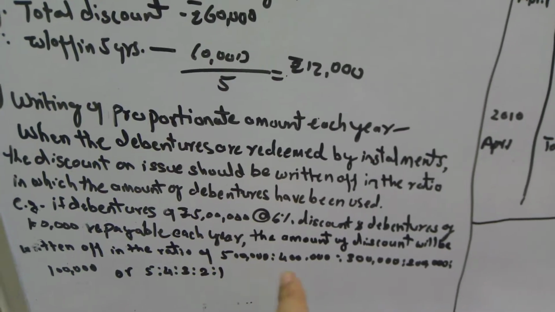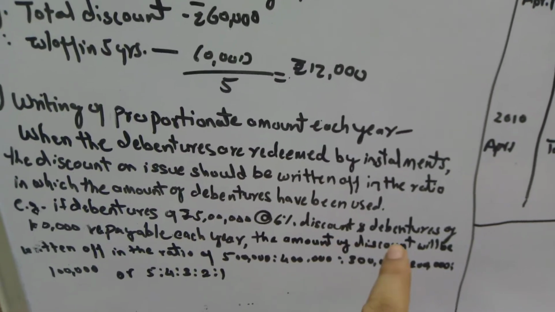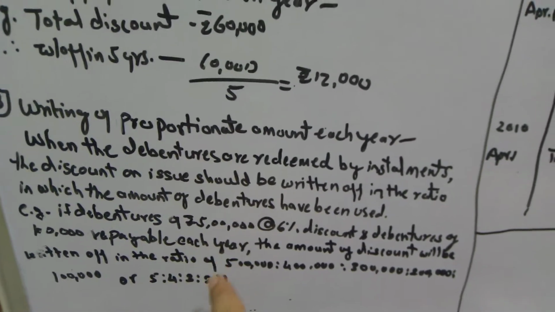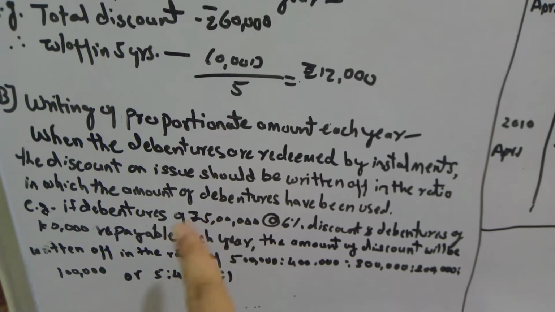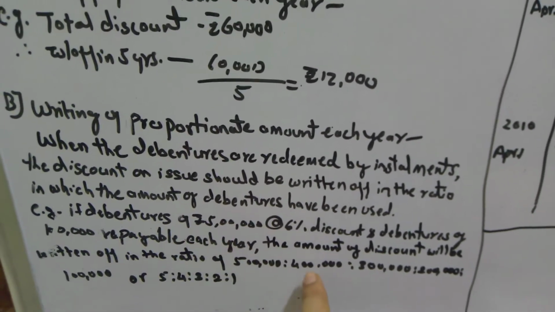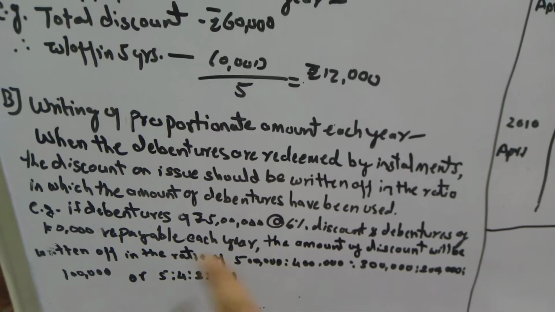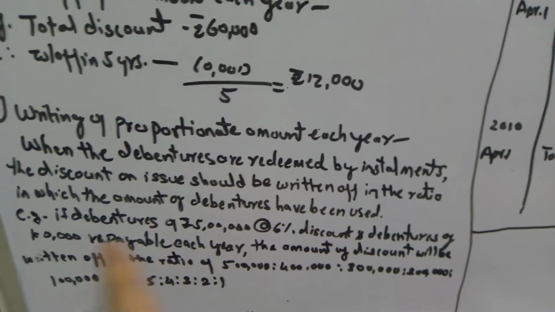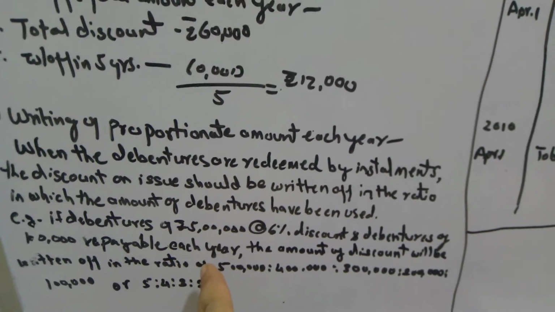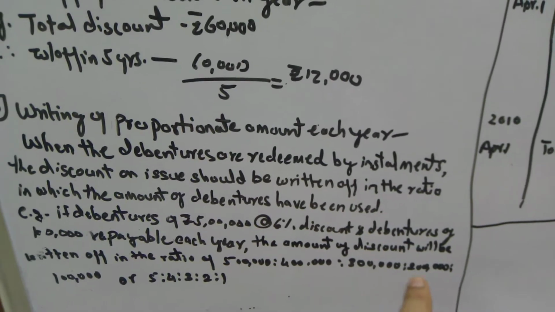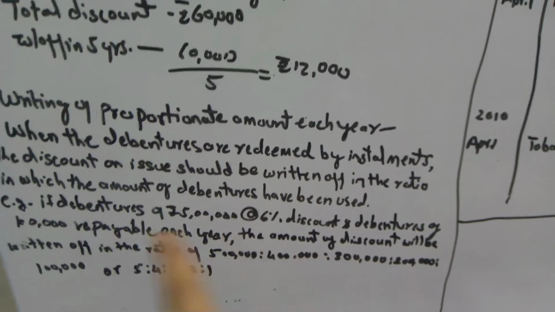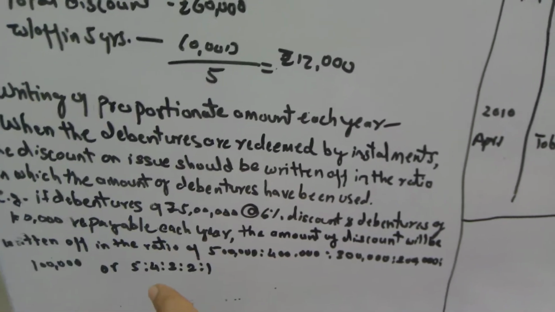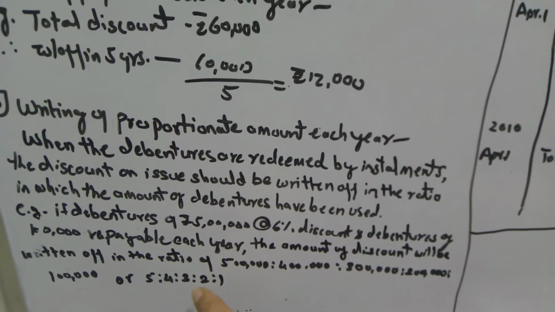How are these amounts coming? The question states that 1 lakh is to be repaid in each year. So in the first year I will write 5 lakh. In the second year, 5 lakh minus 1 lakh gives you 4 lakh. In the third year, 4 lakh minus 1 lakh gives you 3 lakh. Why am I deducting this? Because in each year 1 lakh is being paid off. So the remaining amount will be written here. In this manner, 2 lakh minus 1 lakh gives you 1 lakh. If you cancel out all these zeros, you will get the ratio 5 is to 4 is to 3 is to 2 is to 1.